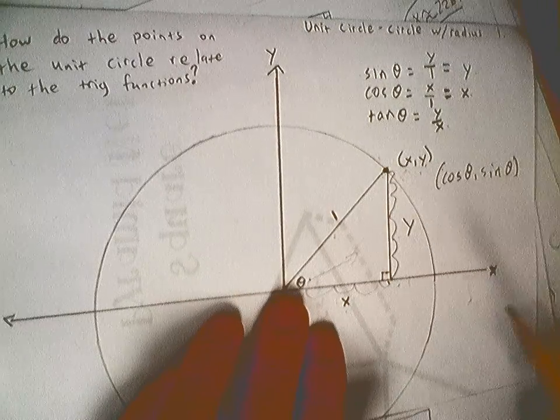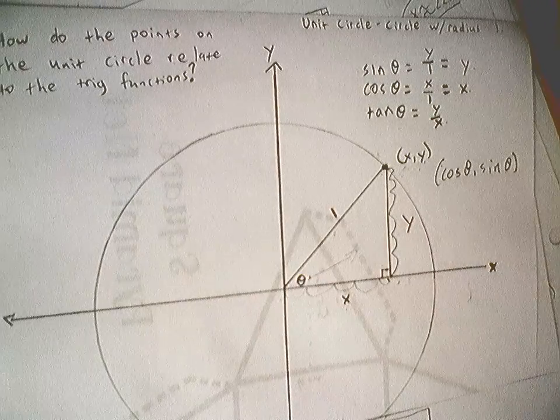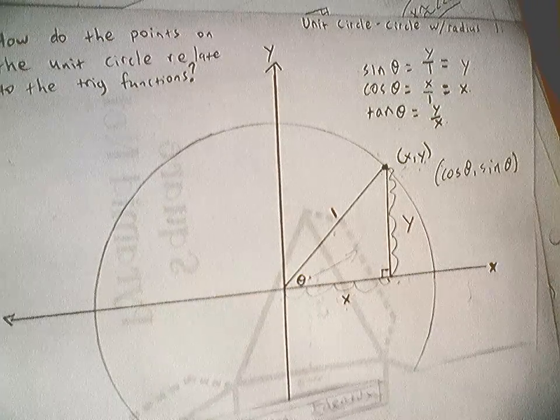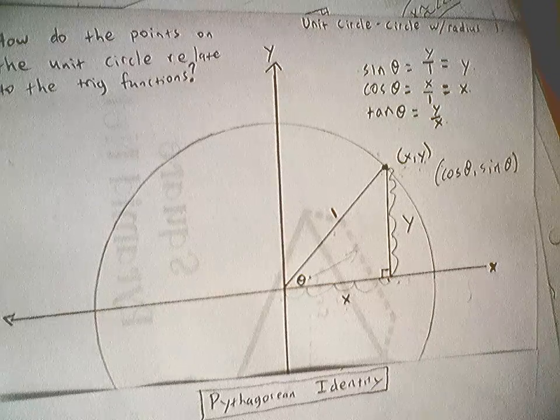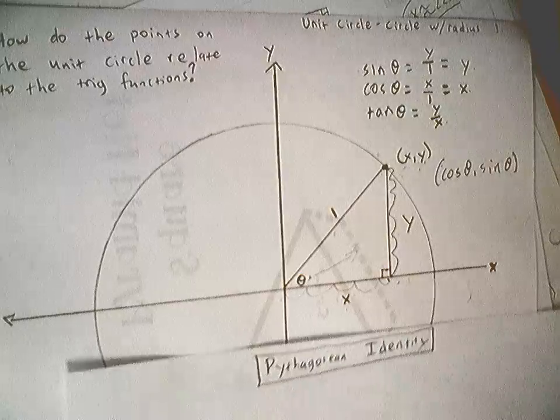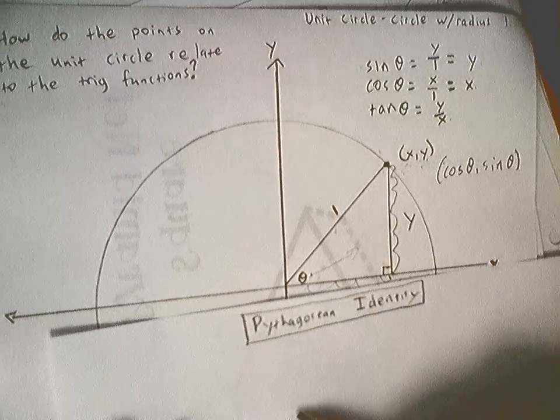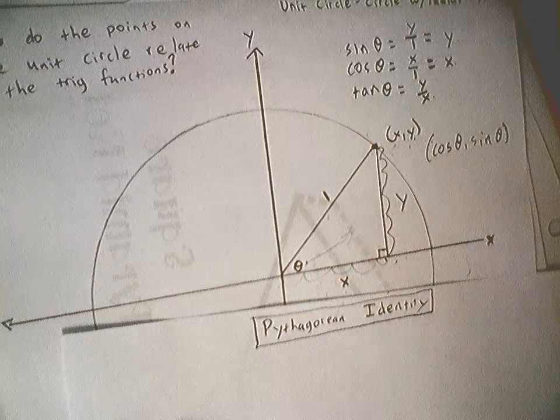So what I'm going to do here is show you where one of these big theorems that we have to learn in this classroom comes from. So it's called the Pythagorean identity. And to prove where this Pythagorean identity comes from, I'm going to show you using the Pythagorean theorem.